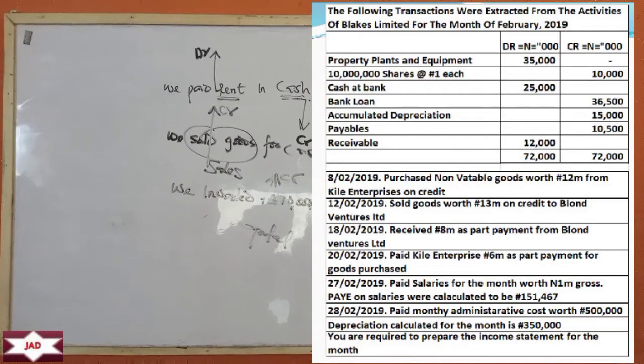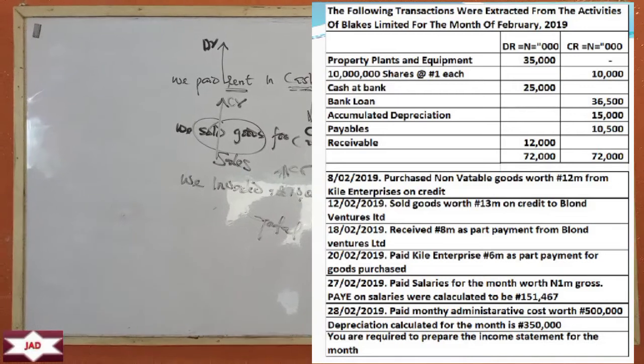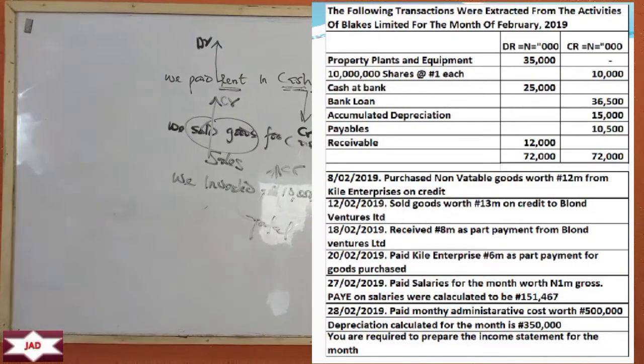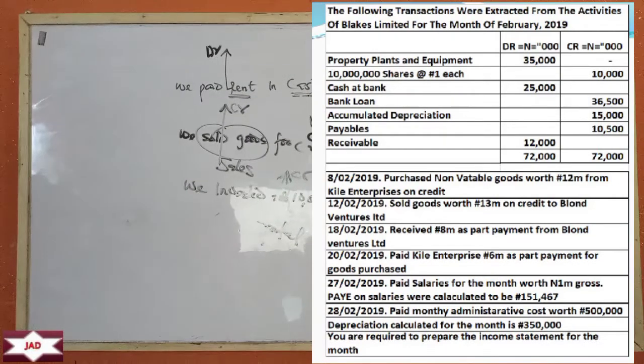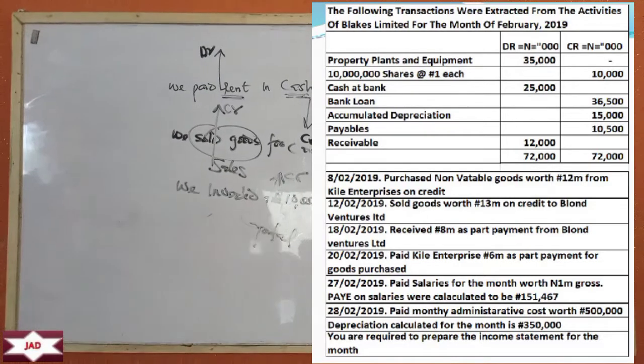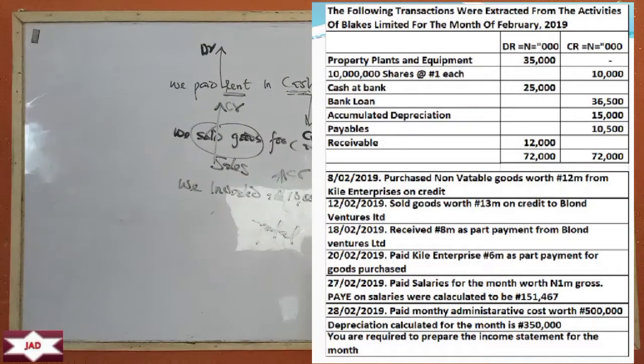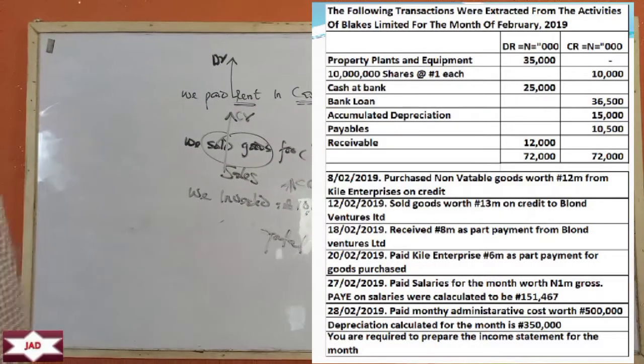And then that's it. Trial balance as agreed. And then we have 8th of February, purchased non-vatable goods worth 12 million from Kyle Enterprises on credit. Of course, that means the business is into goods that you don't charge VAT. So that means they're not going to pay VAT as well.